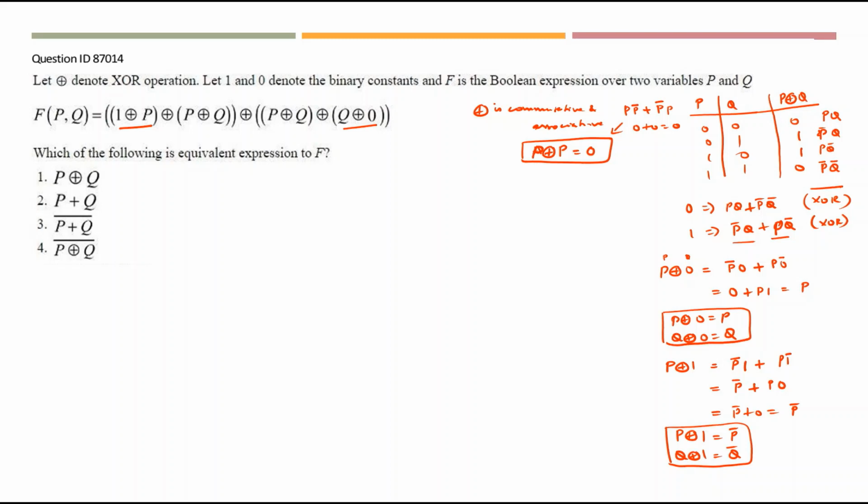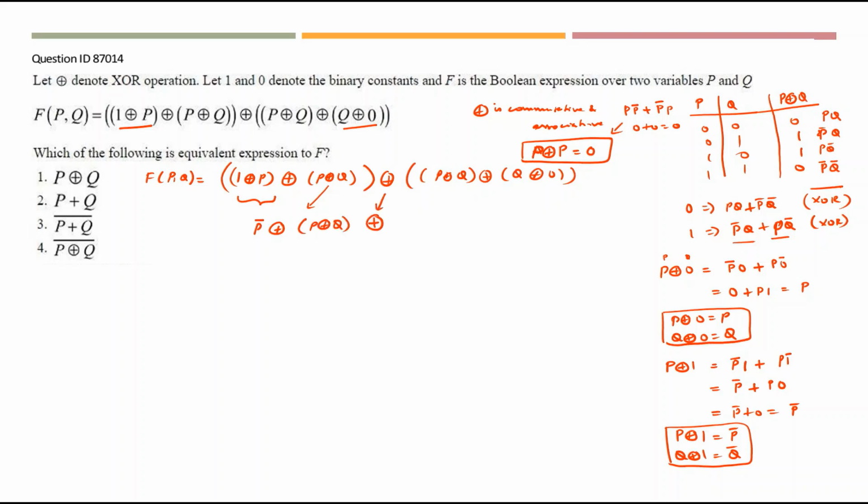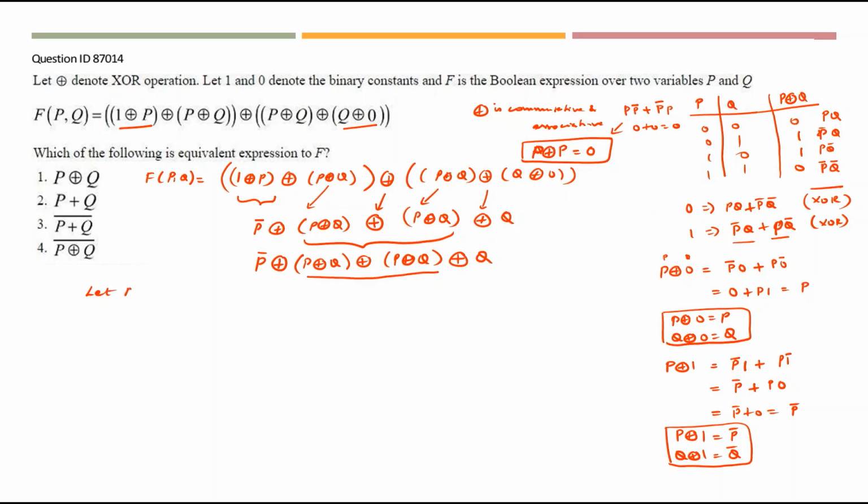Now let's solve this. 1 XOR P will result in P bar. XOR this P XOR Q will stay. XOR P XOR Q will stay the same. This XOR here and Q XOR 0 will give Q. Let A is equal to P XOR Q. So how will you change this? It is A XOR A. What is A XOR A? It is 0. So the whole expression here will become 0.